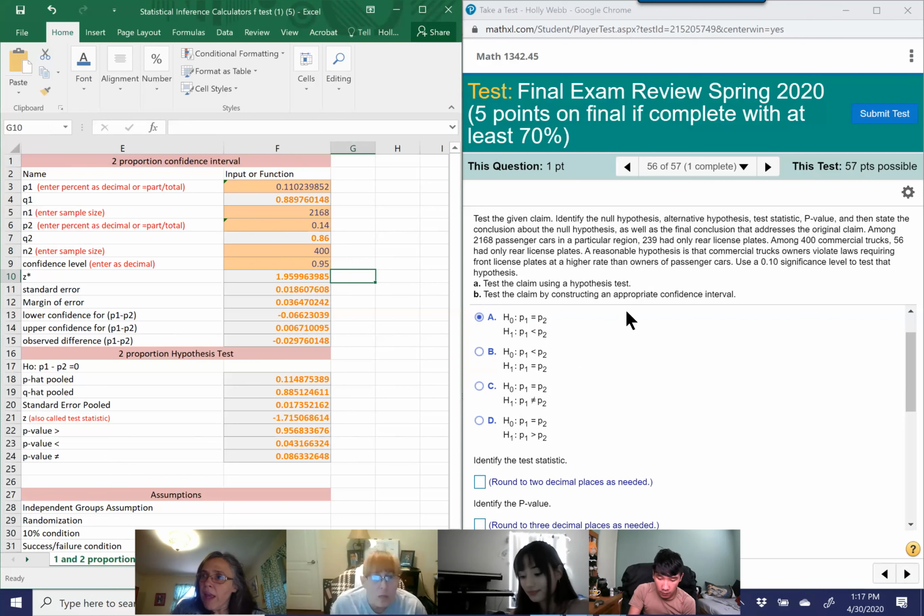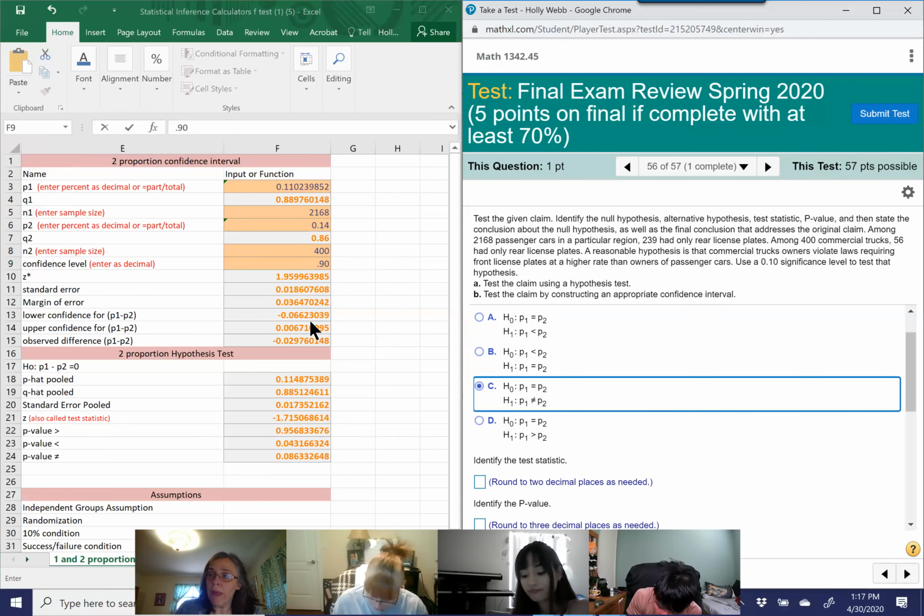And this is a 0.1 significance level, which means it's going to be a 90% confidence level. Questions? Okay. We don't need to worry about putting in the null hypothesis because the null hypothesis will always be that the two proportions are equal, or that their difference is 0. So we won't worry about that.